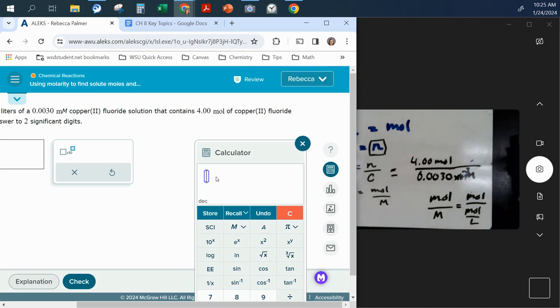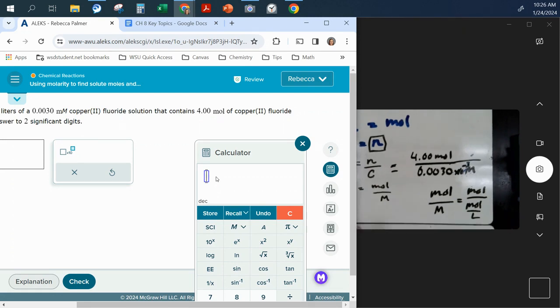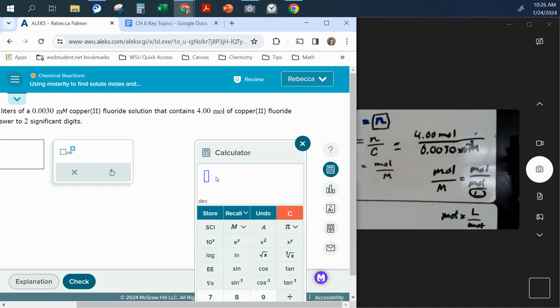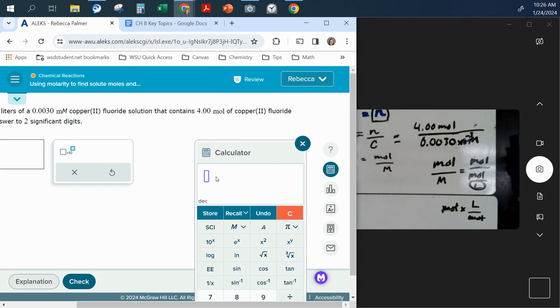I need to pull out another whiteboard. More paper here. So we'll get moles times liters over moles. Moles will cancel out and we'll get liters. That's what we were looking for. Does that make sense? So if you can keep track of your units, that can help you make sure you're doing the problem correctly. Okay.